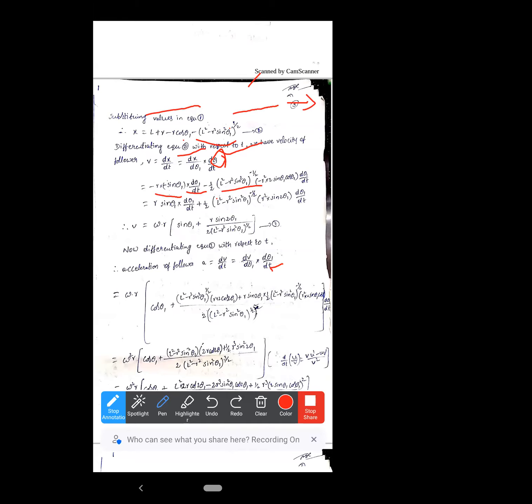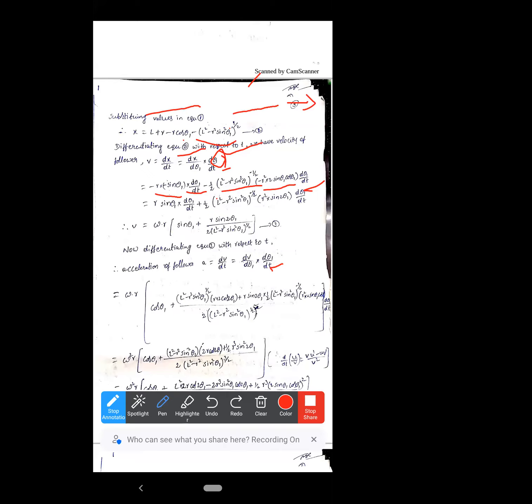So we have already made that differentiation. Now what are the values inside? Again make the differentiation of the terms. So that is L square minus R square sin square theta 1. In this, L square is a constant, so that value is 0. Differentiation of L square is 0, minus R square into the differentiation of sin square theta 1, which is 2 sin theta 1 into cos theta 1 into d theta 1 by dt. That is the differentiation of our term.